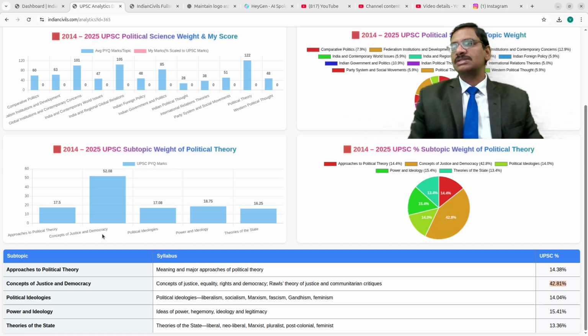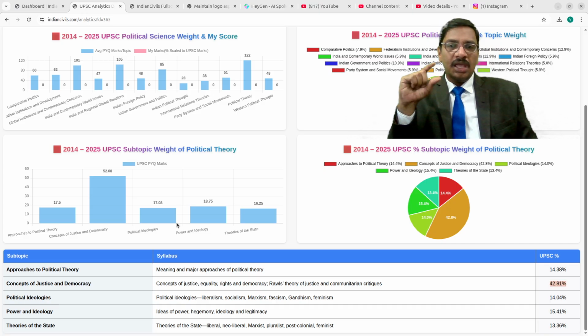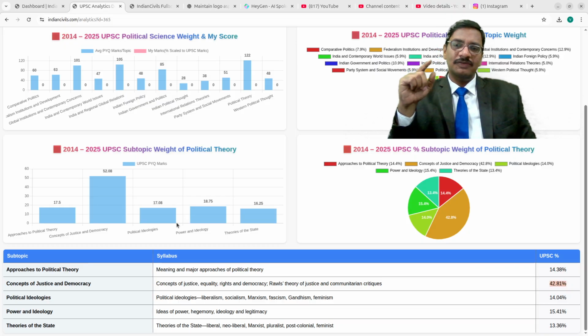That is the highest scoring part, and the remaining are more or less equal. 1 mark here and there there is a difference, but the remaining part is there. Now that means if you identify this area, concept of justice and democracy, then focus more on that particular topic, obviously the probability of getting questions from that particular area is very, very high.